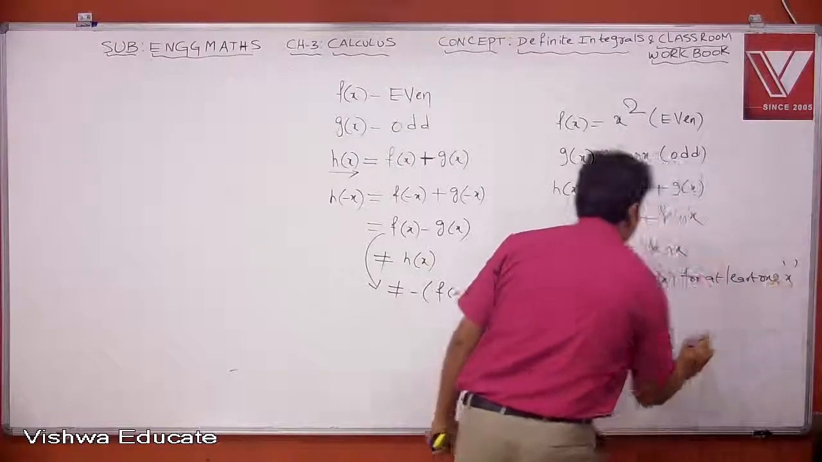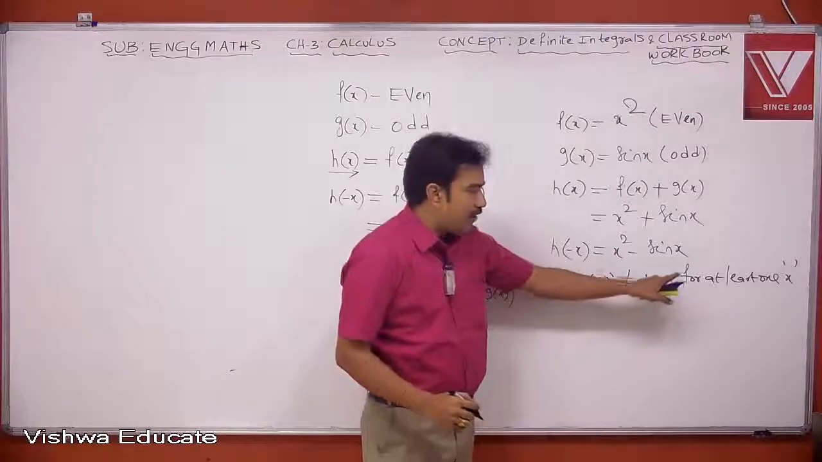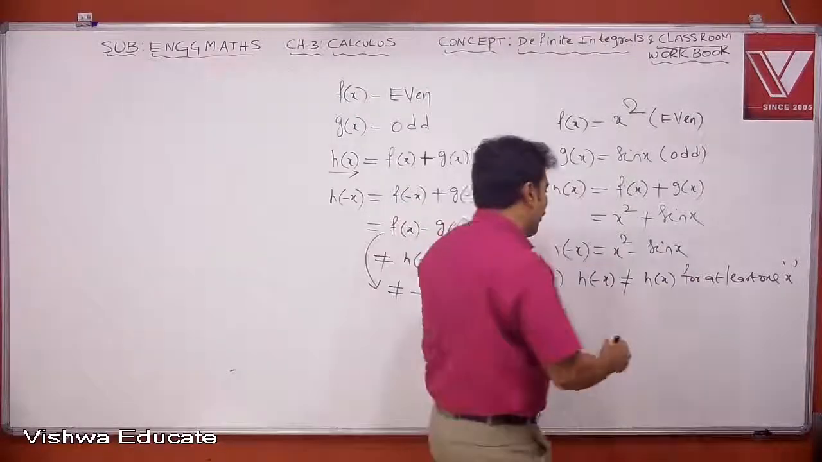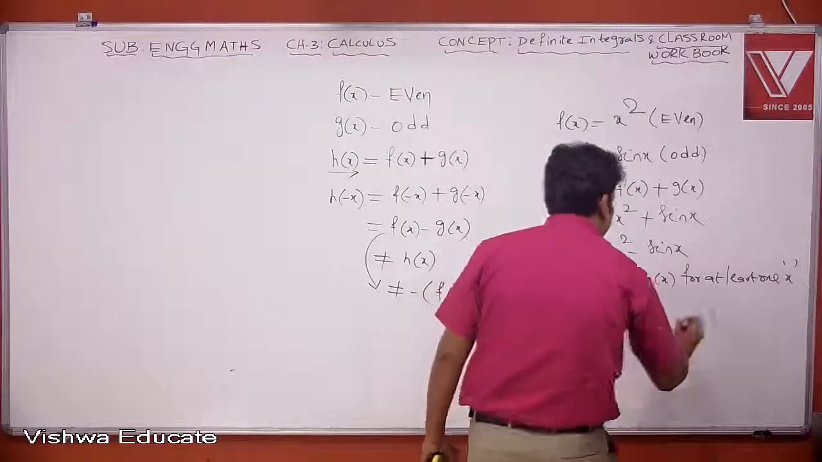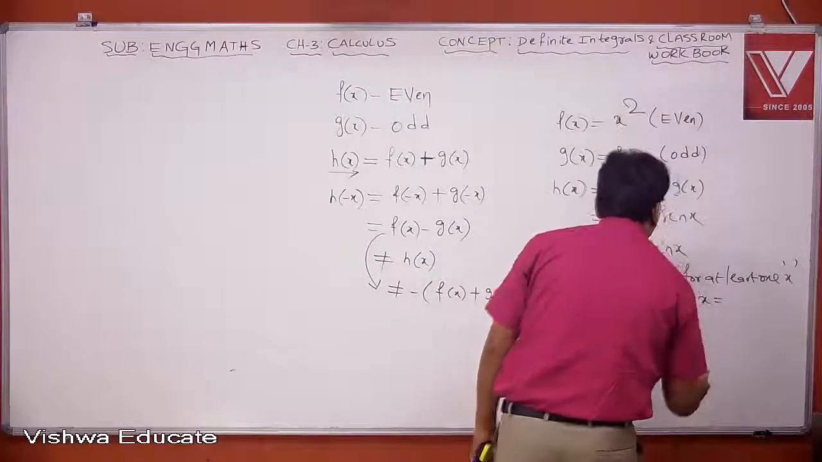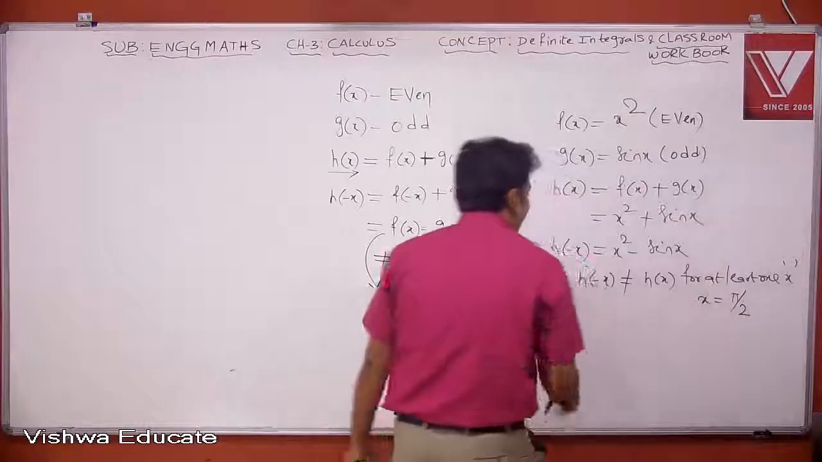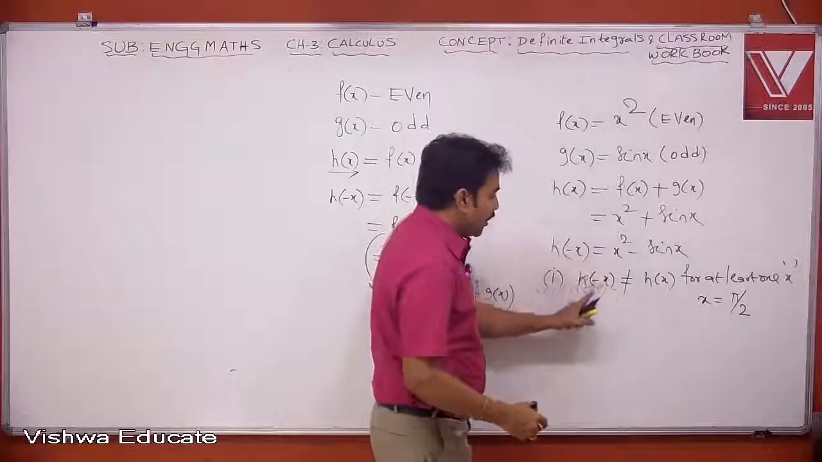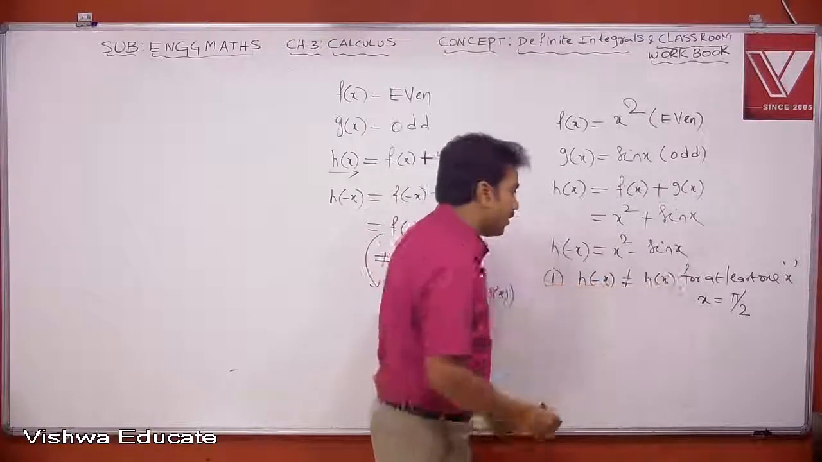For at least one x, this is point number 1: h of minus x is not equal to h of x for at least one x. Even I can tell you the x value. For example, you can take x as pi by 2. h of minus x is not equal to h of x for at least one value of x; even I can tell you the x value is pi by 2.